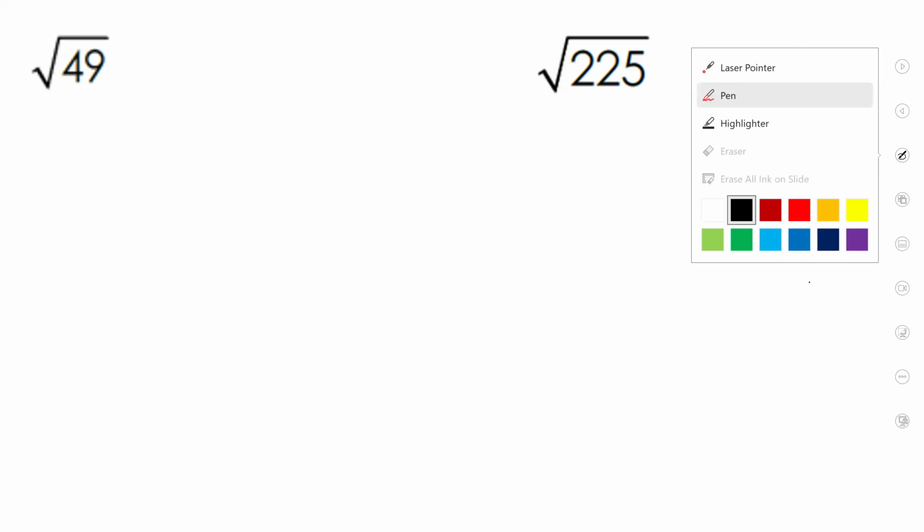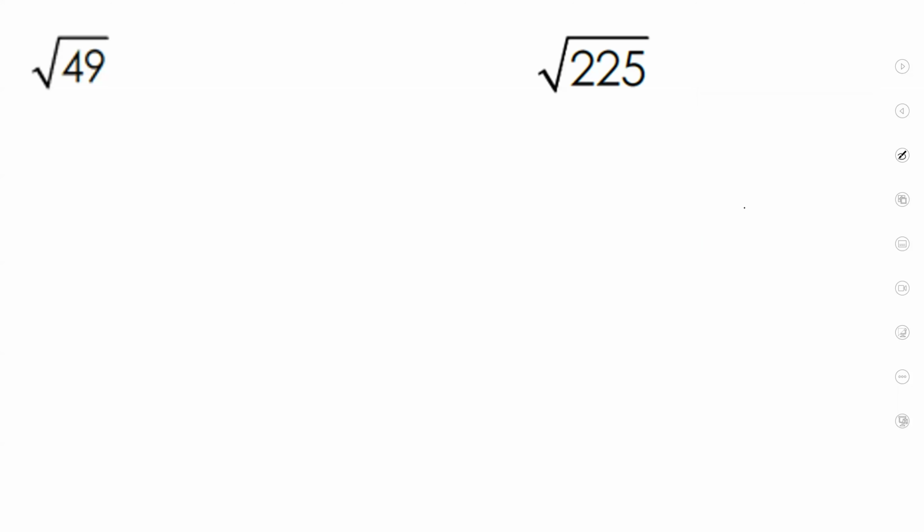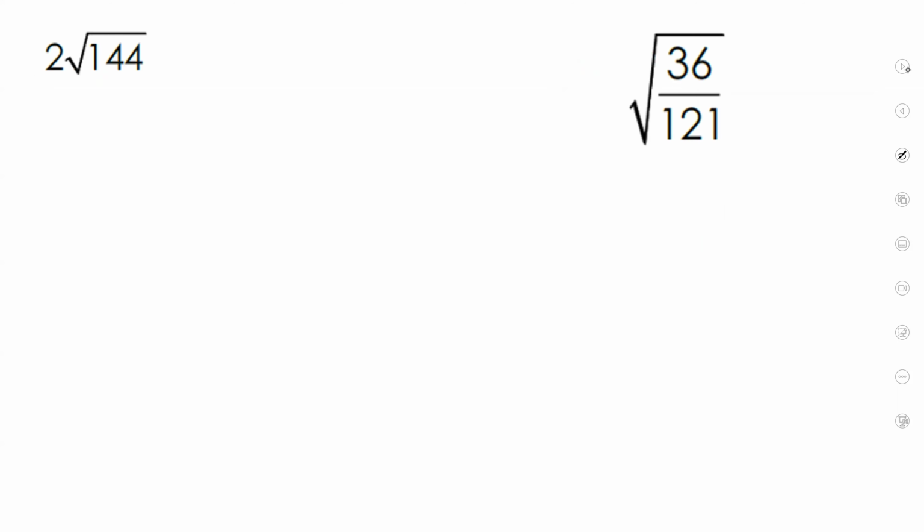So this example, what's the square root of 49? This one? 15. Okay. What about this one? What's the square root of 144? 12. And then we got to multiply it by a 2. Yep, 24. So that's that answer.